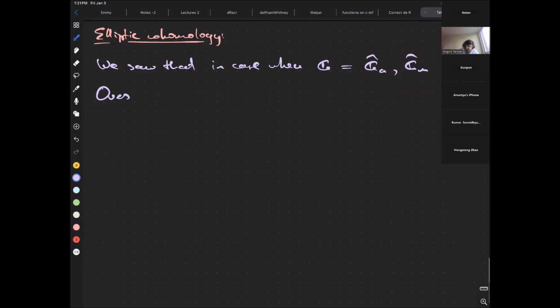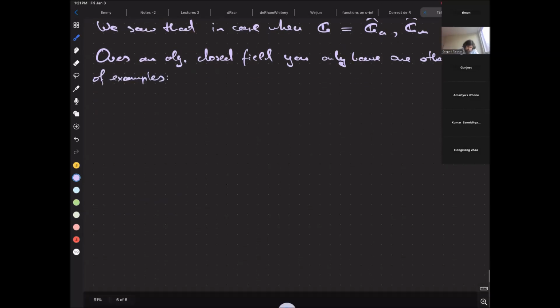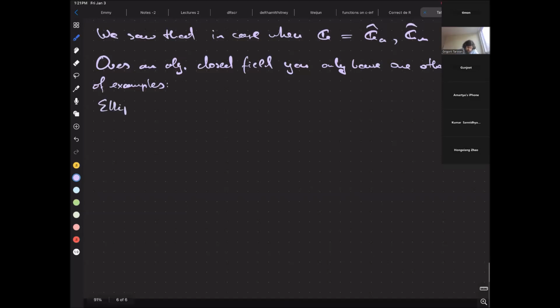So over an algebraically closed field, we have one other class of examples: elliptic curves. So these are, of course, non-linear algebraic groups because they're not affine. But you have them, and you can do exactly the same thing.